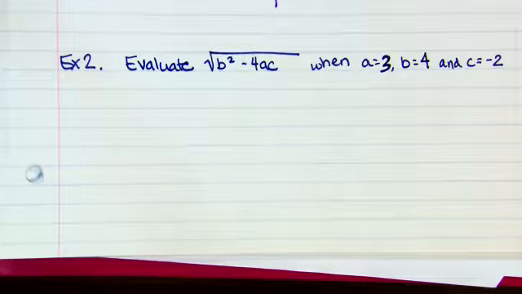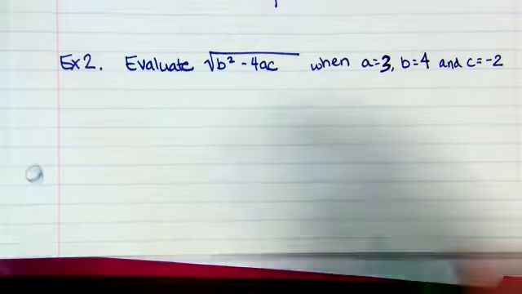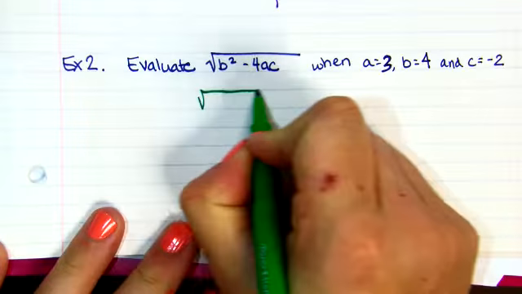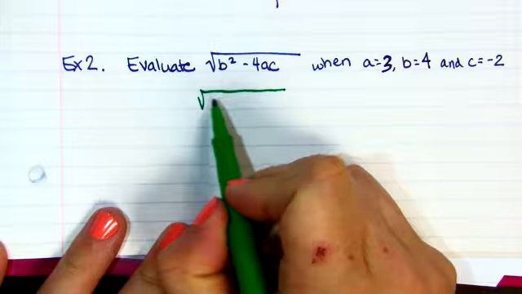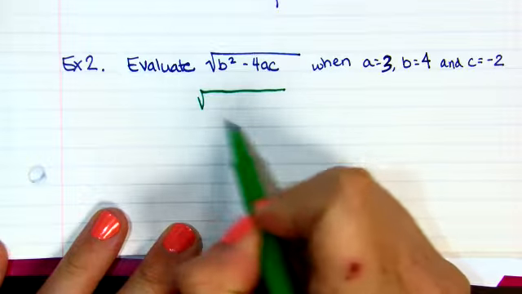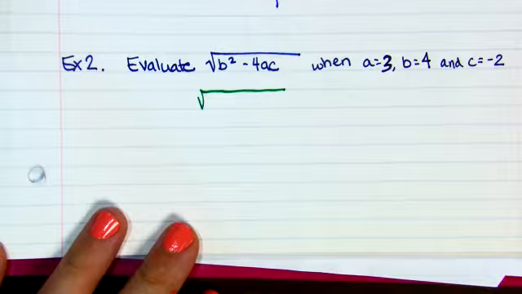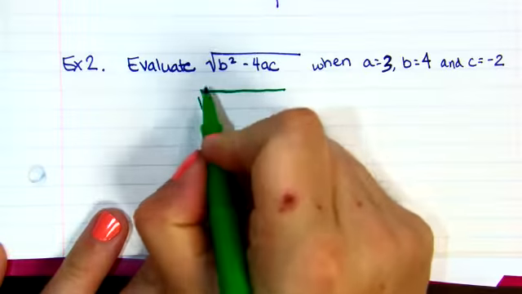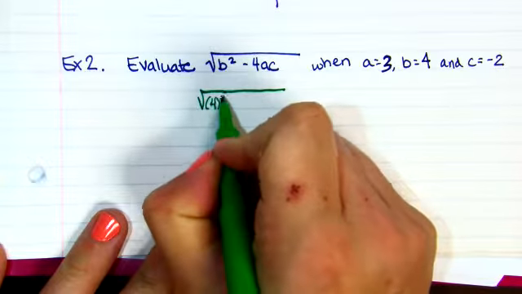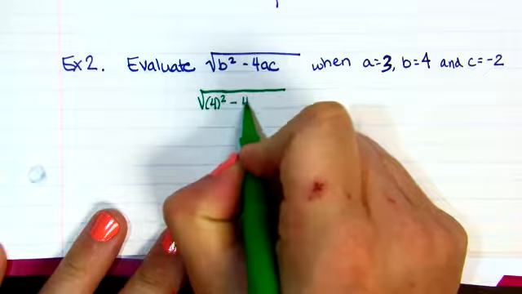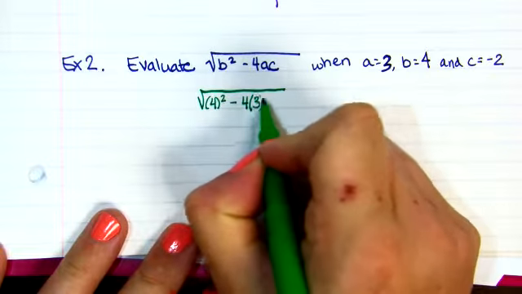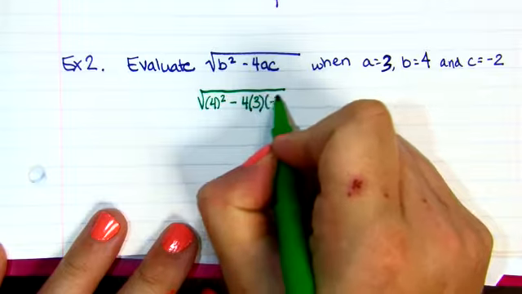So my first step is just going to be to make those substitutions. And notice that the square root sign goes over everything. So I need to figure out what's under that square root first, do all of the math under it, and then take the square root at the very end. So b squared is 4 squared minus 4 times a times c.